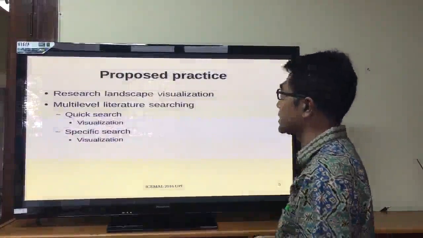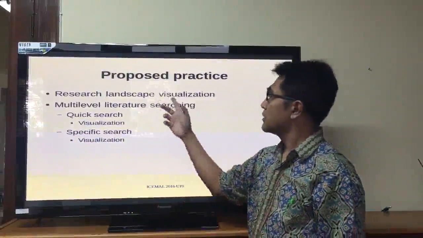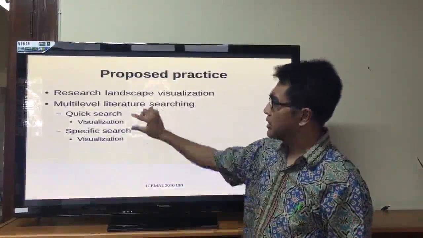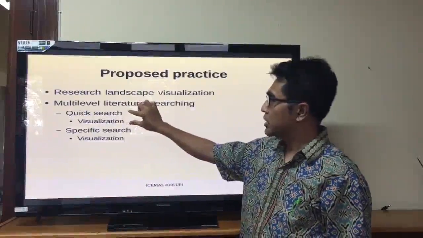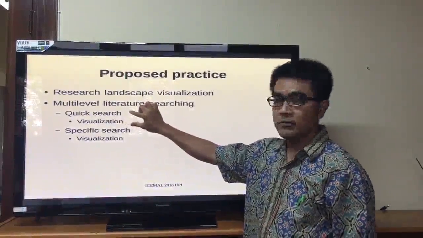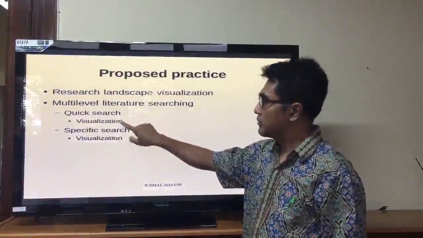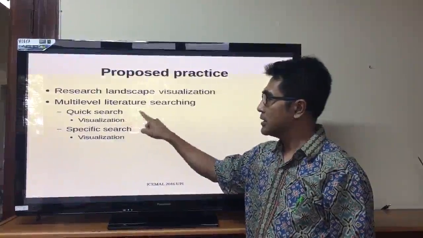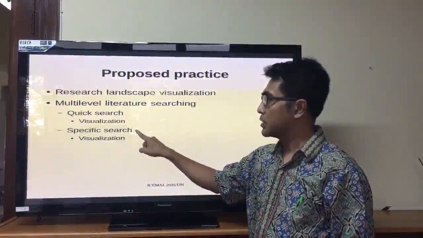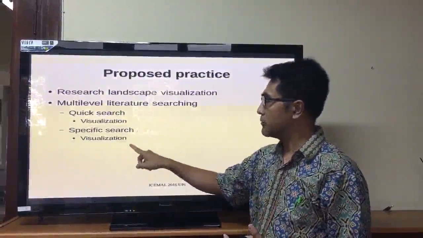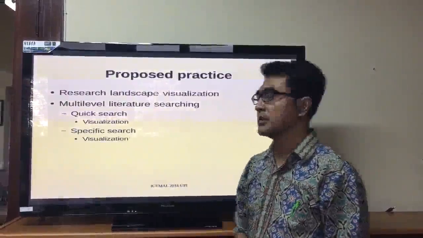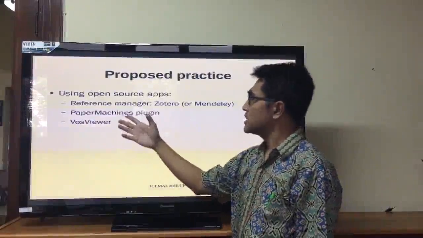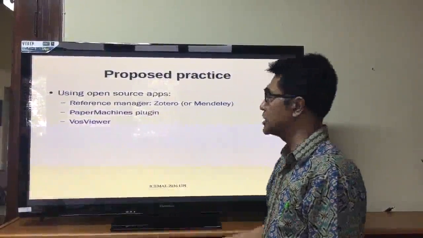So this is our proposed practice. We will use research visualization and multi-level literature searching. In this step, we use a keyword and sets of keywords, and then we try to visualize the result. After we study the result, we use more specific keywords and also make a visualization from the result.